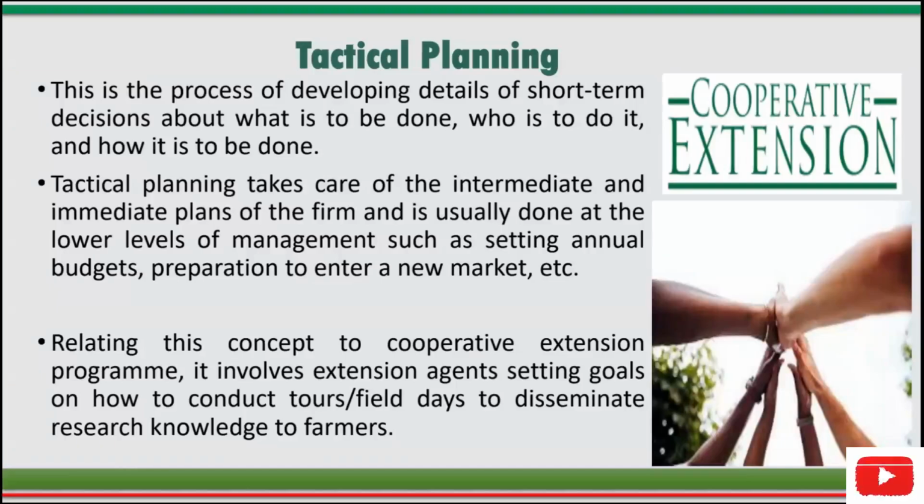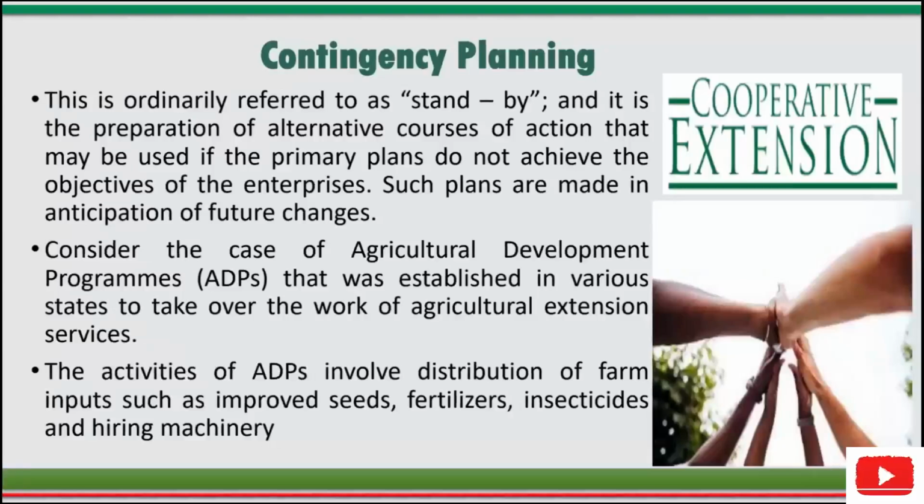Now, contingency planning. What do we mean by that? This is ordinarily referred to as a standby, and it is the preparation of alternative course of action that may be used if the primary plans do not achieve objectives of the enterprise. Such plans are made in anticipation of further changes. So it is a standby plan.